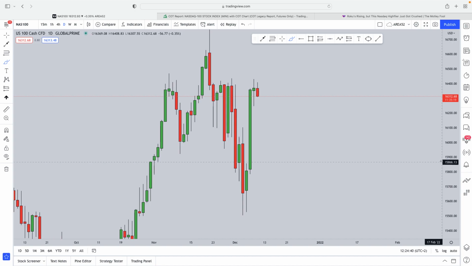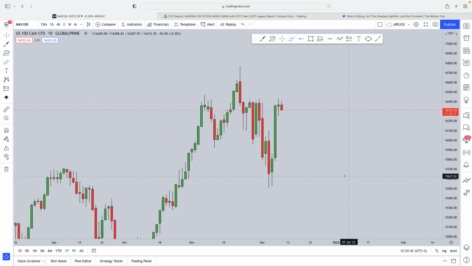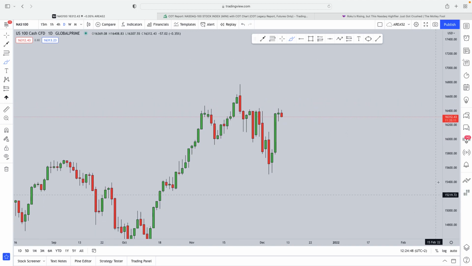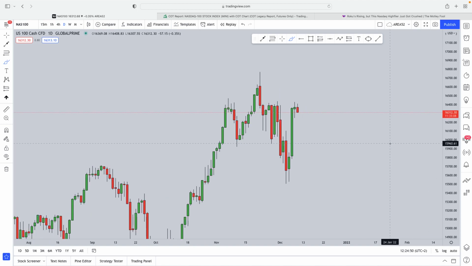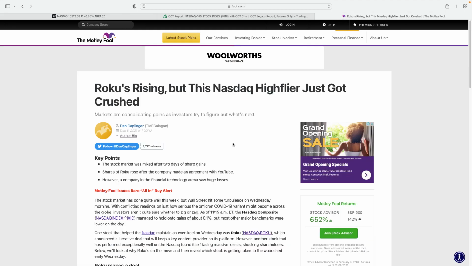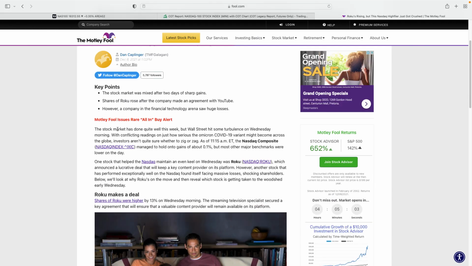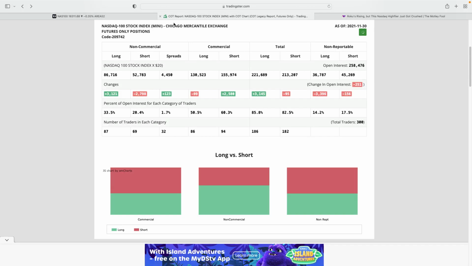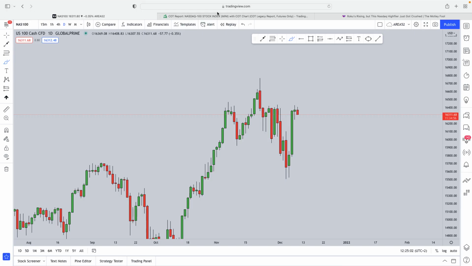However, there's one thing that we need to take into consideration, and that's the Omicron virus that is starting to develop. We saw something similar happen last year. Also, if you look at the fundamental data, we can see that the stock market has done quite well this week, on Monday, which we saw from an order flow perspective. We also saw it from a technical perspective as well.